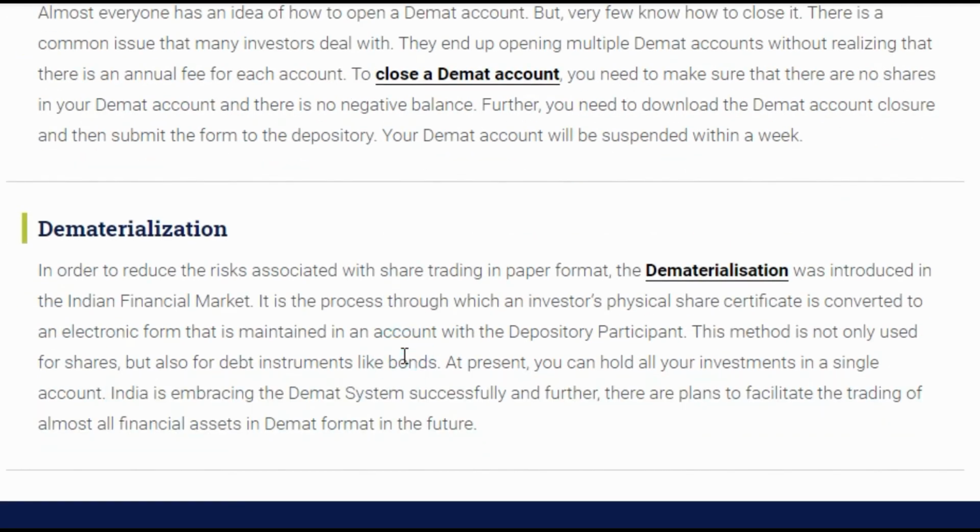So this is a great initiative. This is a great move which the government is making, and it's better to have your shares in electronic format than to have them in physical format. So overall, it's a good win-win situation for both the customer as well as the market.